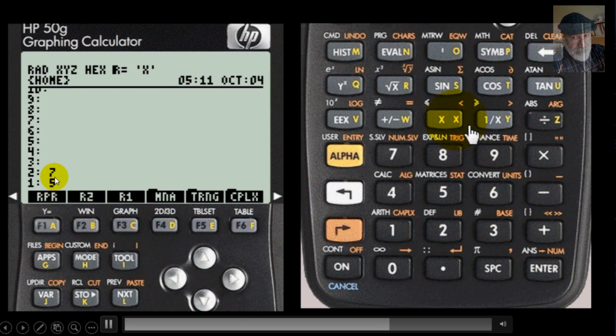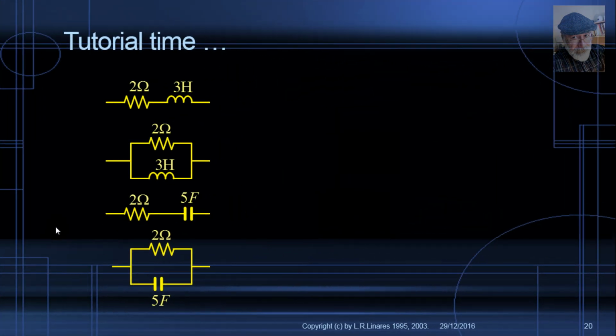Observe, I'm entering 7 and 5. I press the key F1, bam, and I get the solution. Of course, we could have programmed it to turn that into a floating point number or simplify the fraction, whatever you want, but I prefer to have it like that. And that's how I program the calculator to have one key to connect two resistors or two impedances in parallel. Now we proceed with the tutorial time.